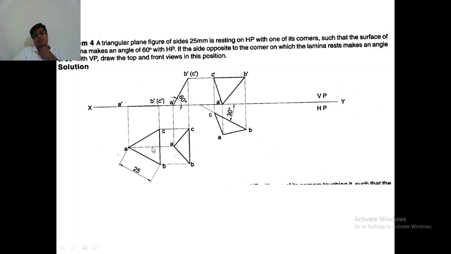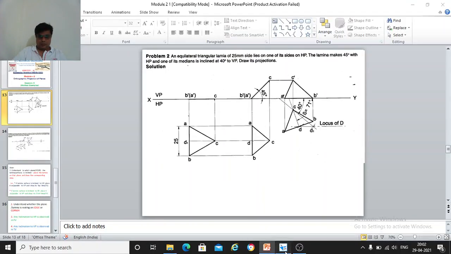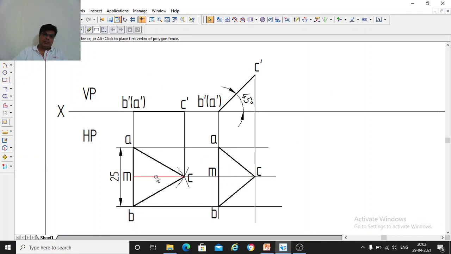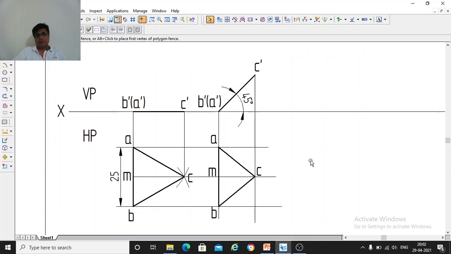Okay, so once the median length or edge length is reduced, and if that edge is inclined to VP, you have to follow the loci method. So we'll see how to draw this now. Since the length of this median is reduced, and in the problem it is given that the median is inclined at 40 degree to VP, so if the median is inclined at 40 degree, it will be seen in the top view and that will be in the HP.